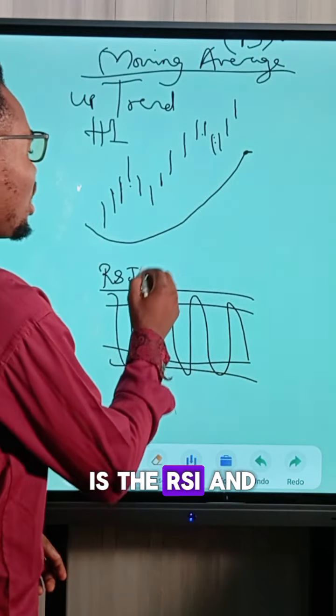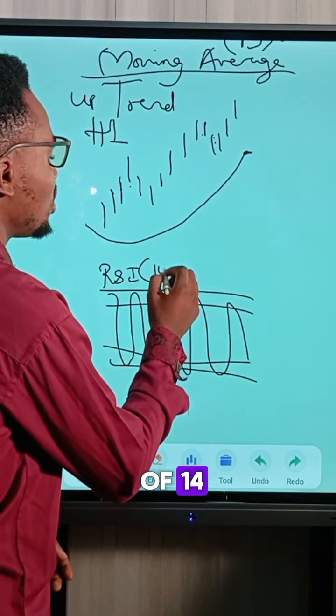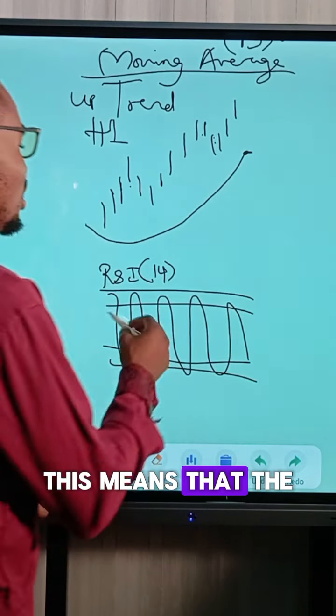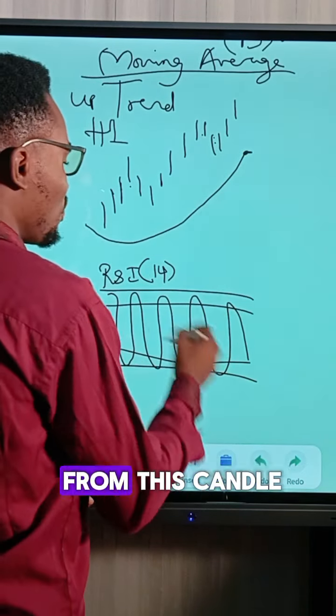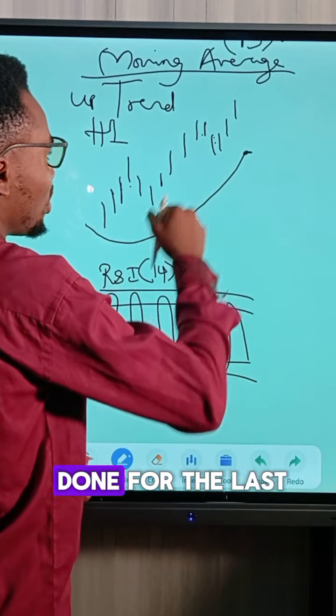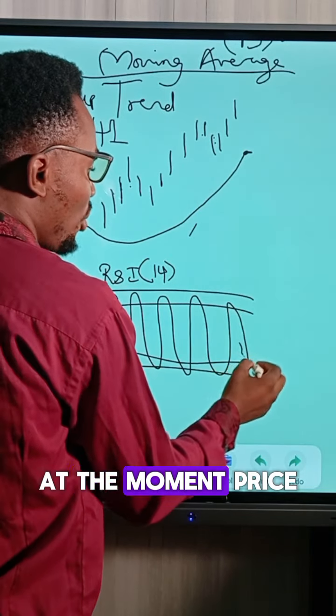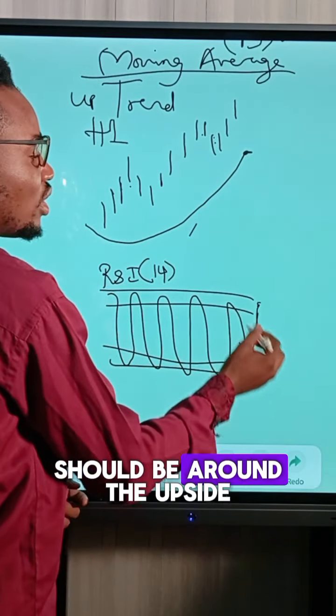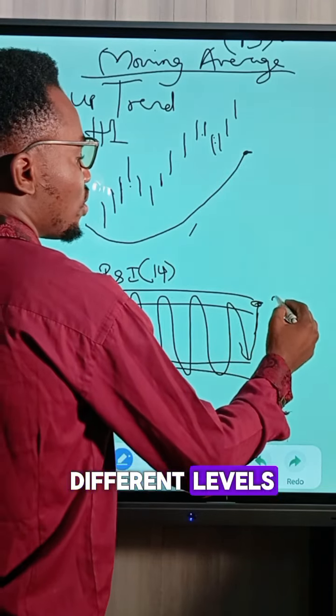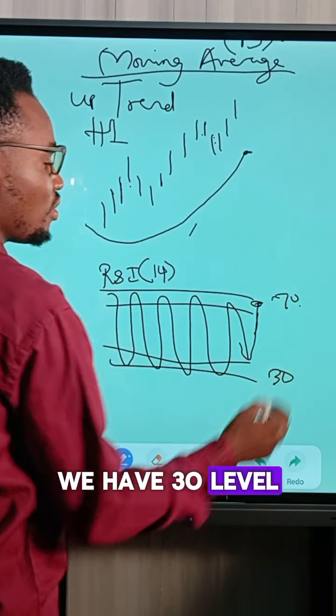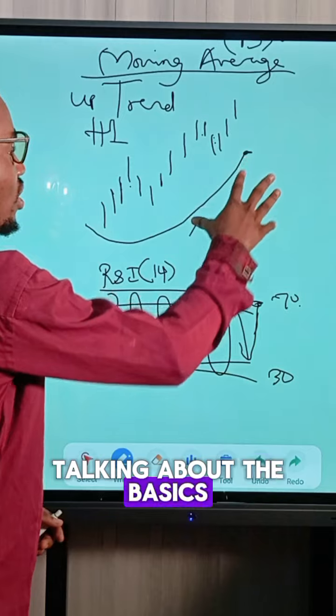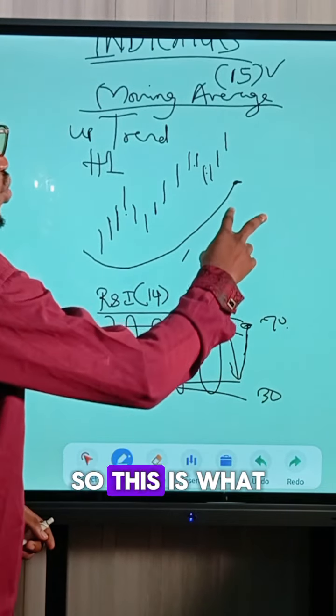So let's say this is the RSI and we put a period of 14. This means that the last movement of price for this candle is what price has done for the last 14 candles, and at the moment, price should be around the upside. Of course, there are different levels. We have the 70 level, we have the 30 level. But basically, I'm just talking about the basics. I'm not teaching indicators.